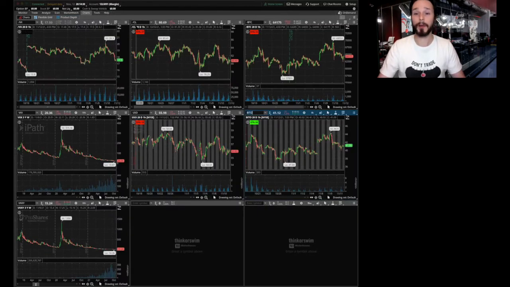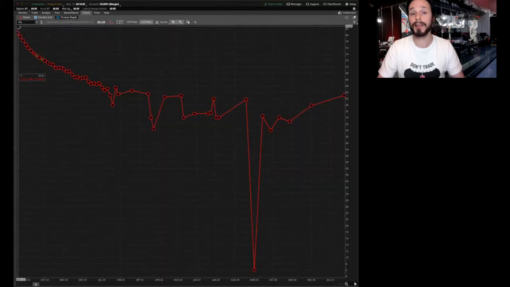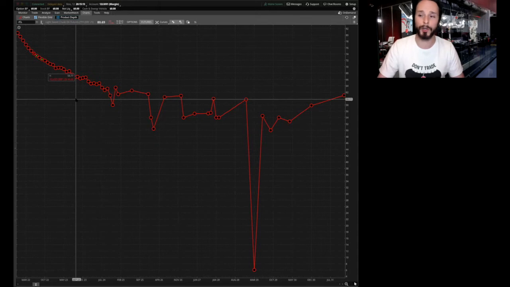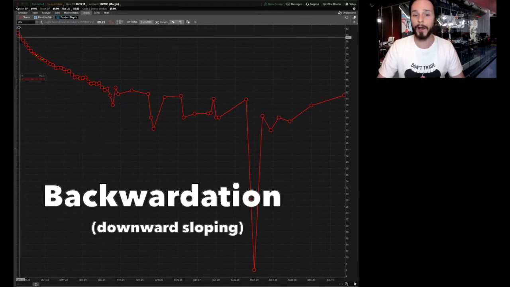Okay, so the next example I wanted to give here was for oil, /CL. That's the futures contract for crude oil. And then USO is the ETF that's supposed to track that. So you can see that the oil futures product depth has the opposite shape than the one I just showed you for volatility futures. This is what we call backwardation.